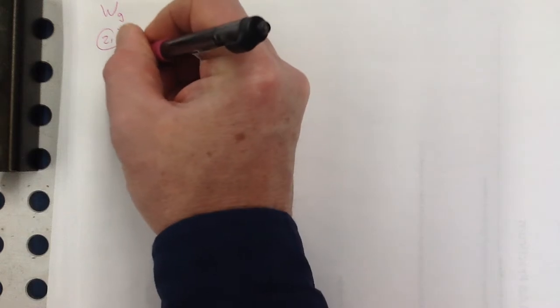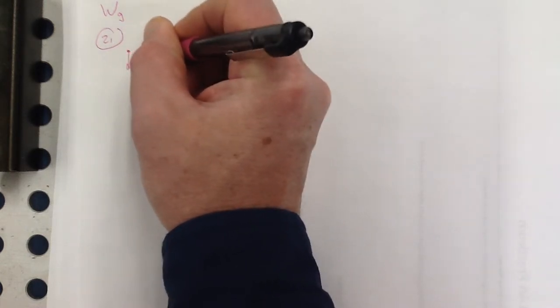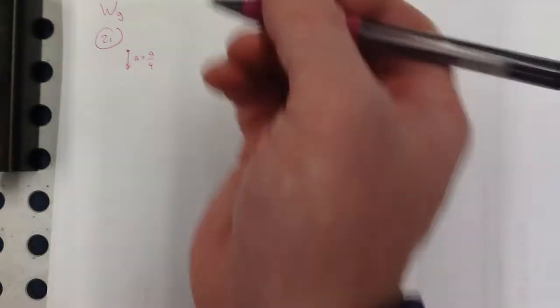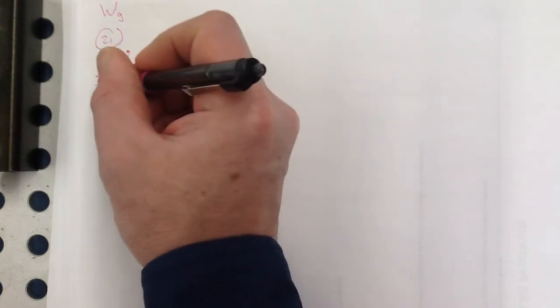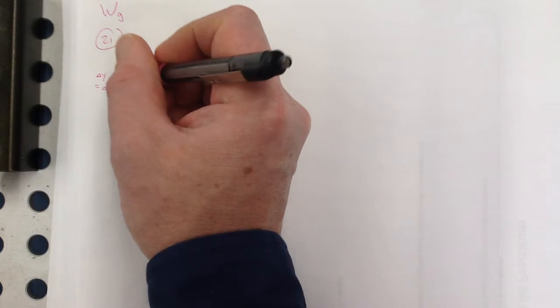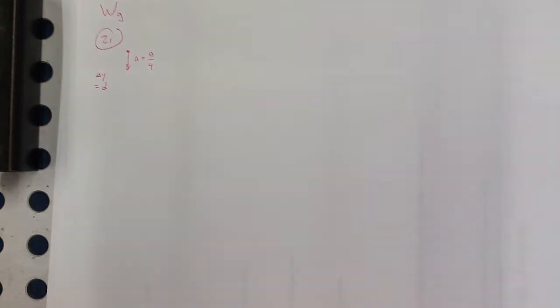So 21, I've got a cord used to vertically lower an initially stationary block of mass m at a constant downward acceleration of g over 4. When the block has fallen a distance d, so delta y is equal to d. That's also downward because it was initially at rest.